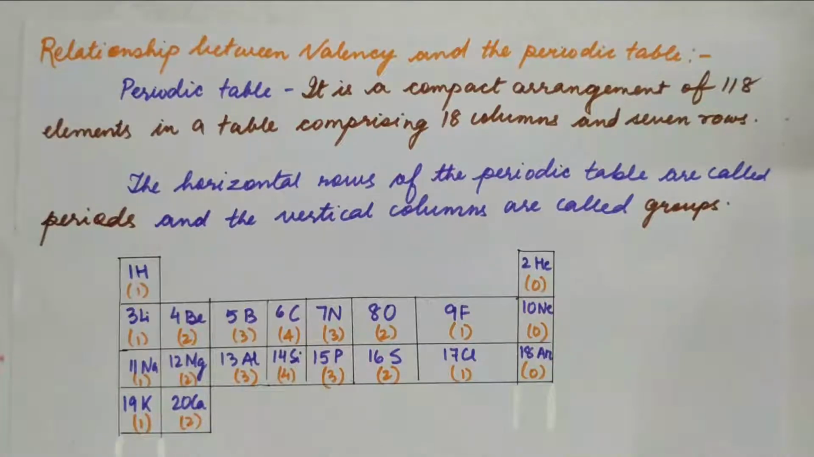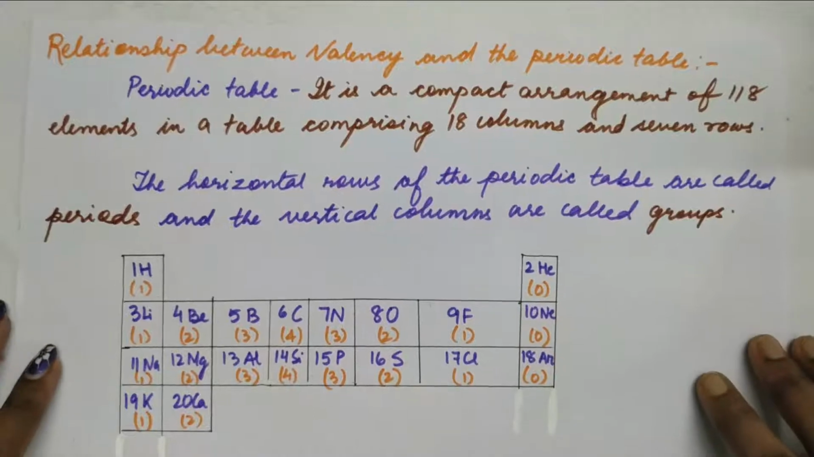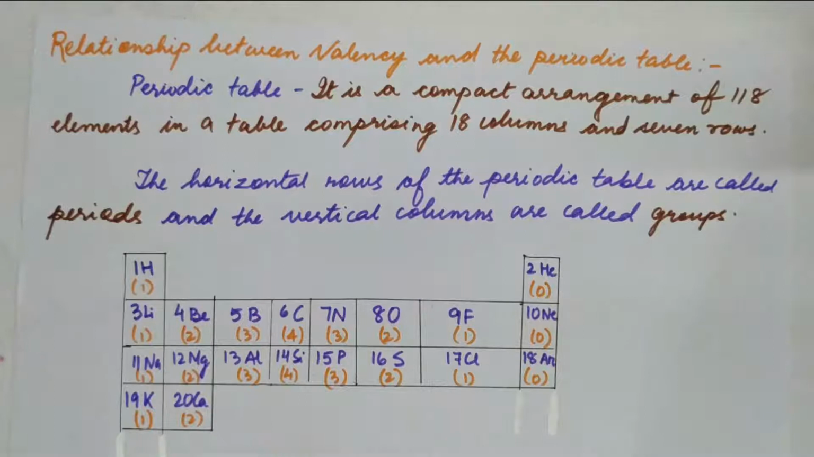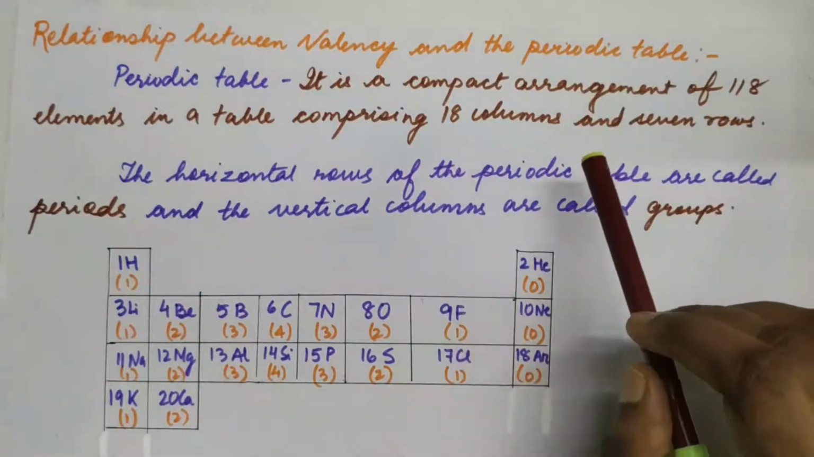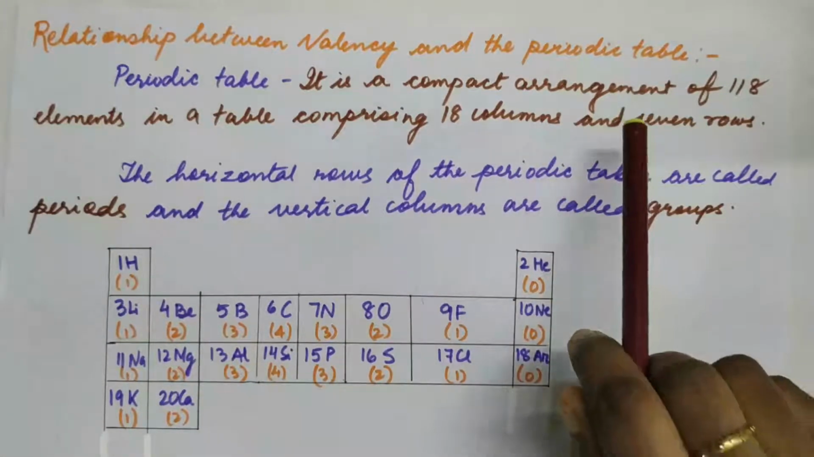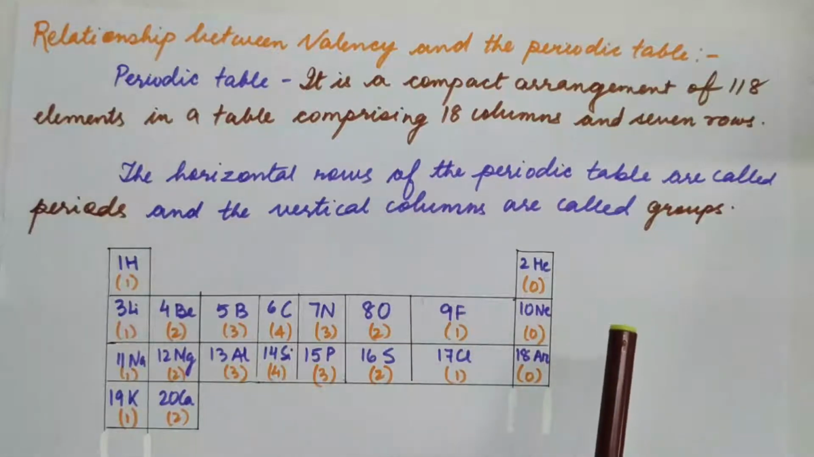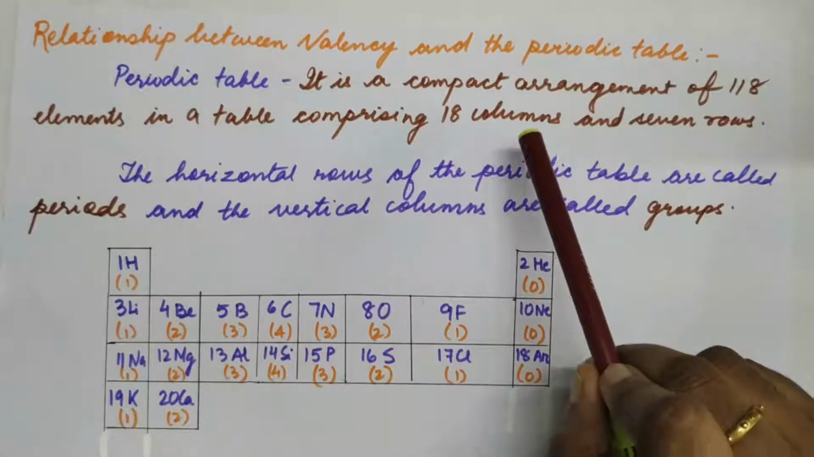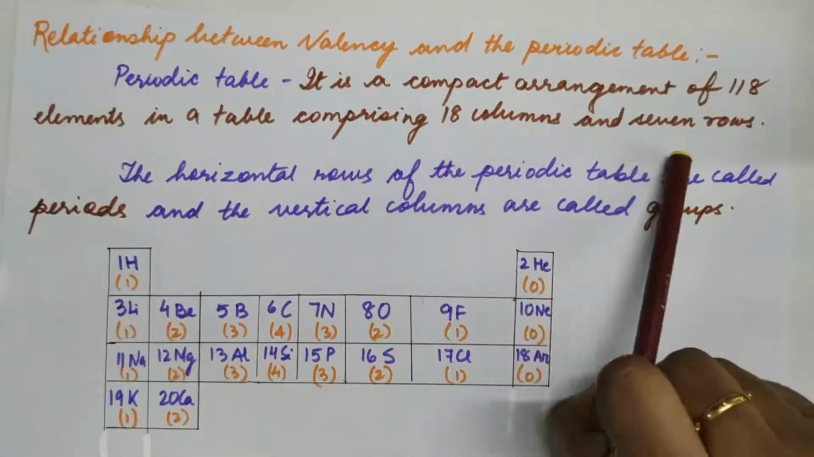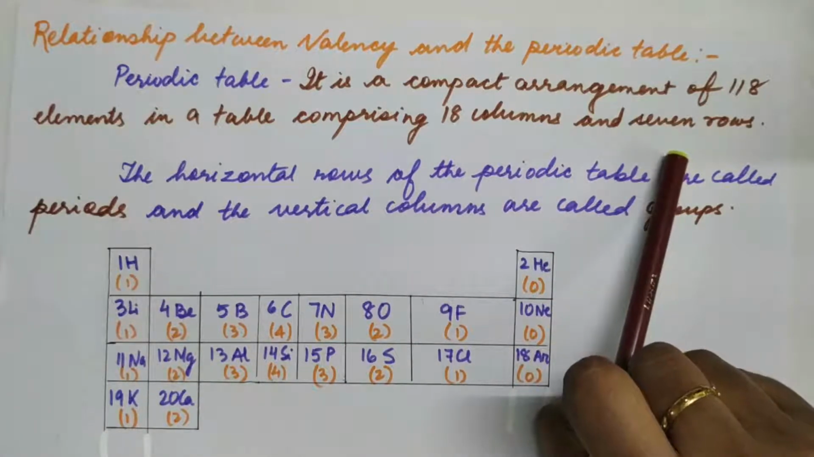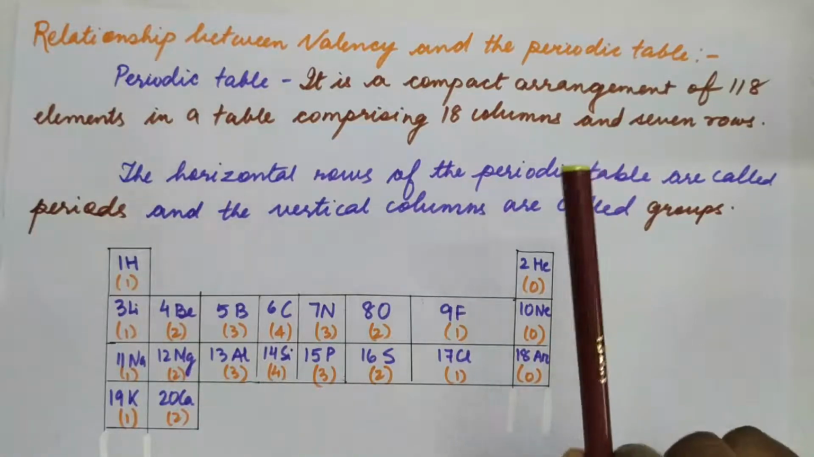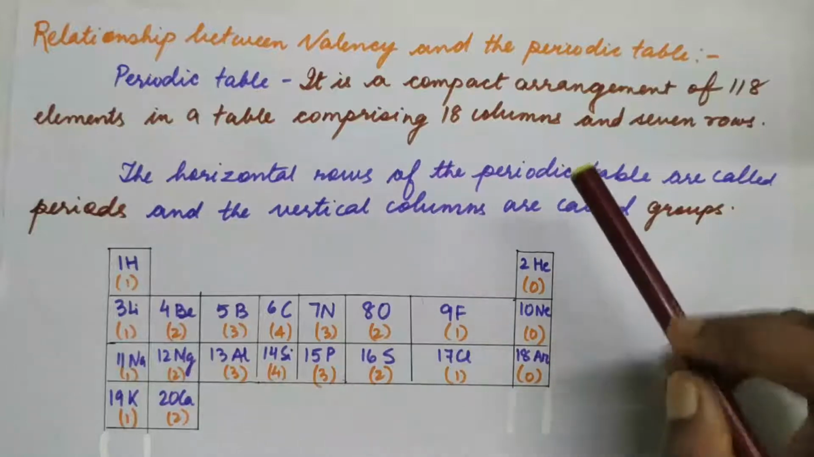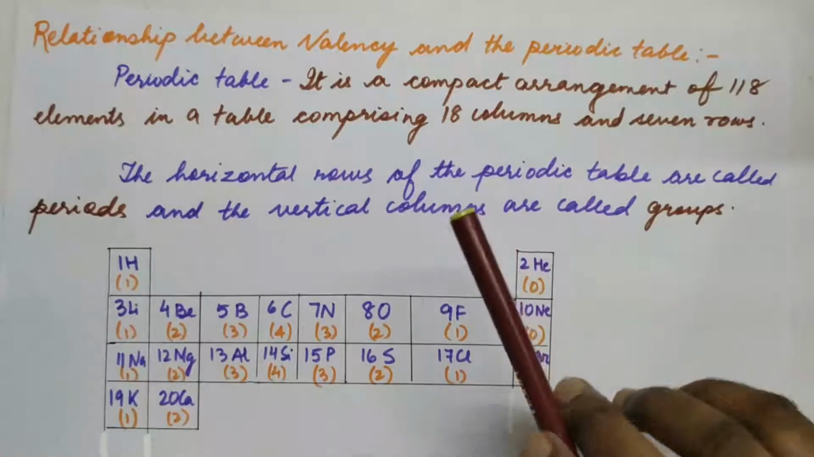Now if we try to make a relationship between the periodic table and valency, firstly you might be thinking, what is a periodic table? The periodic table is a compact arrangement of 118 elements, discovered and synthesized, arranged in 18 columns and 7 rows. It was given by Mendeleev, the Russian chemist, and many other scientists worked on it, but Mendeleev gave a very appropriate one.